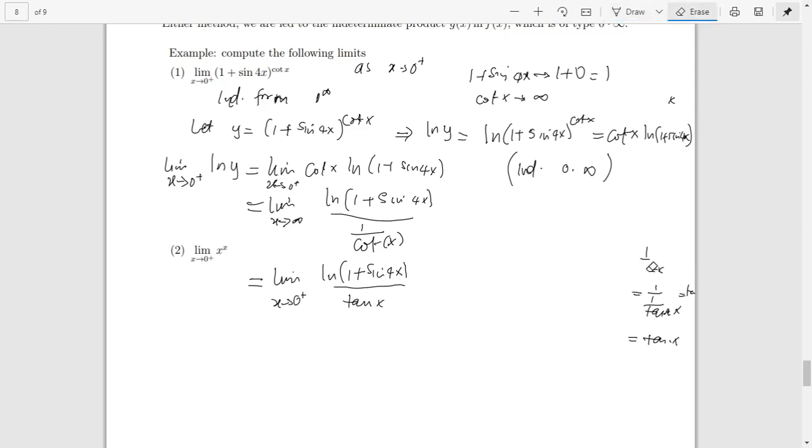And now we can find what this limit is. I know that the limit of what I have above is going to be 0 because the natural log of 1 is 0. The limit of tan x as x tends to 0 is also 0. So I'm going to have an indeterminate form of type 0 over 0. And so I can apply L'Hopital's rule to this.